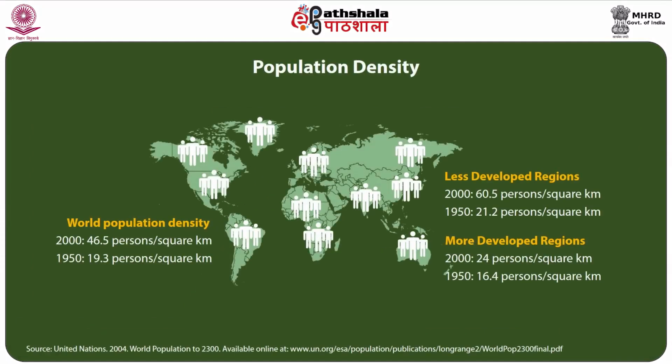Now let us look at population density. World population density has increased from 19.3 persons per square kilometer in 1950 to as high as 46.5 persons per square kilometer in 2000, which is almost an increase to the extent of 3 times since 1950.